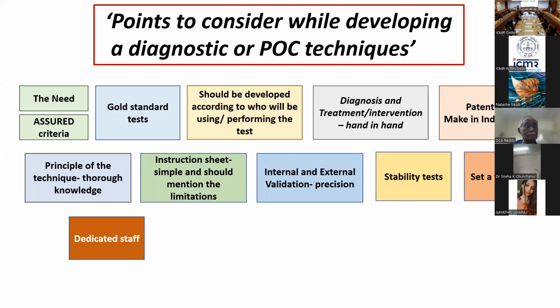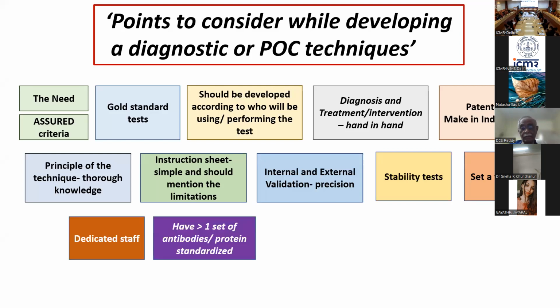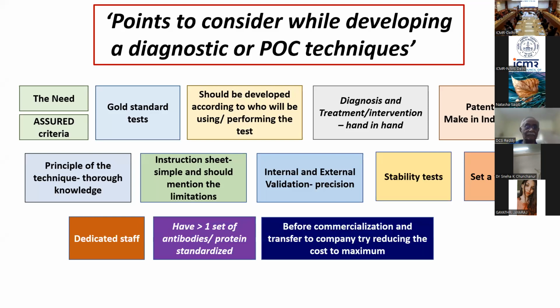You need dedicated staff. Here I have mentioned antibodies, but please develop a technology with at least 2 or 3 sets of reagents so that the blunder which happened to us doesn't happen to anybody else. Before commercialization and transfer, try reducing the cost to the maximum. And the last is collaborate with companies. This is not started, but this could be a very good thing for ICMR institutes.